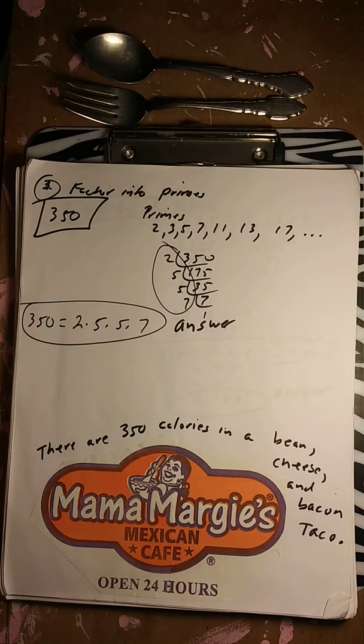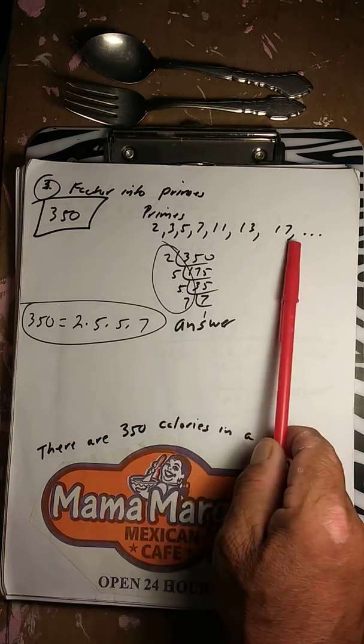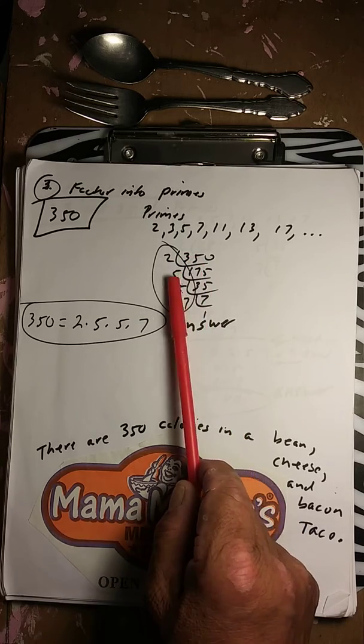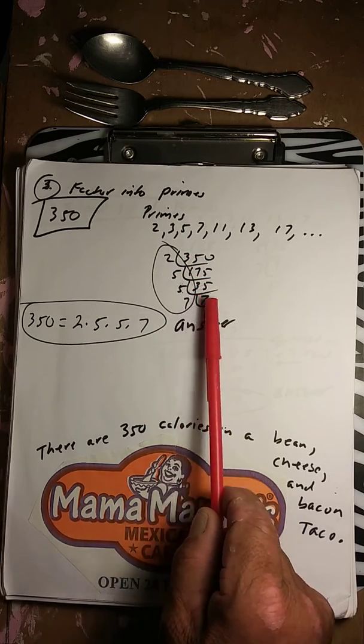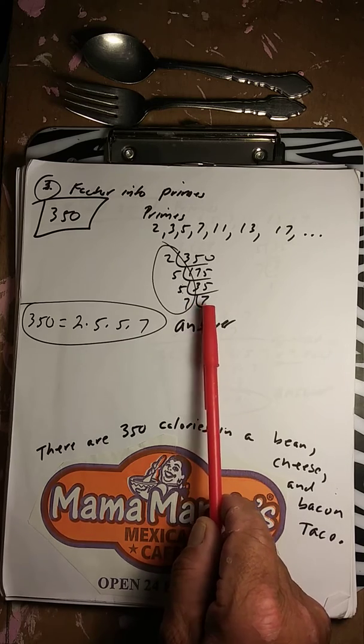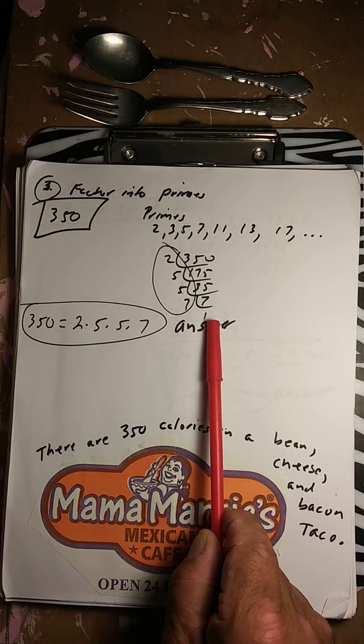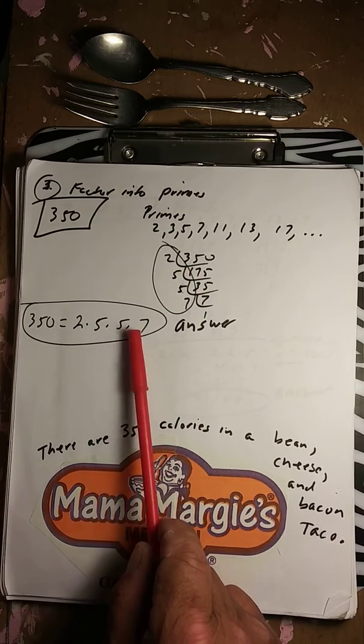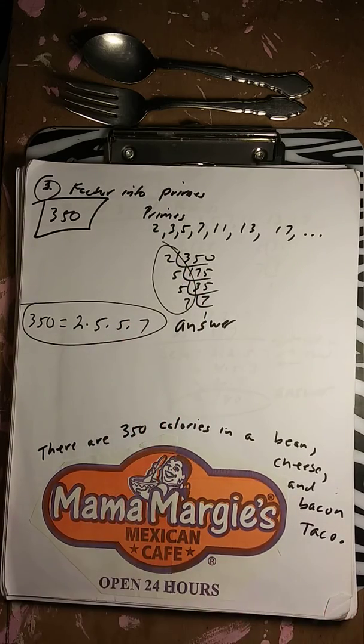Factor into primes, 350. Again, the prime numbers are right there. So we're going to start with 2 divides this, 175. 5 divides this, 35. 5 divides that, 7. 7 divides 7, 1, and we're done. So we have 2, 5, 5, 7. 2 times 5 times 5 times 7 is 350.